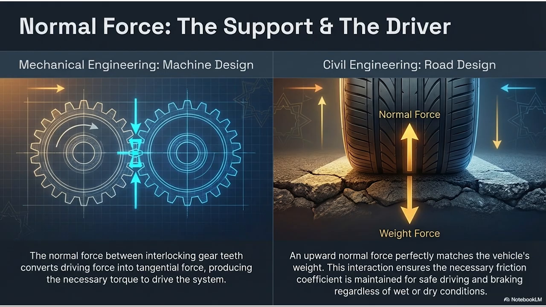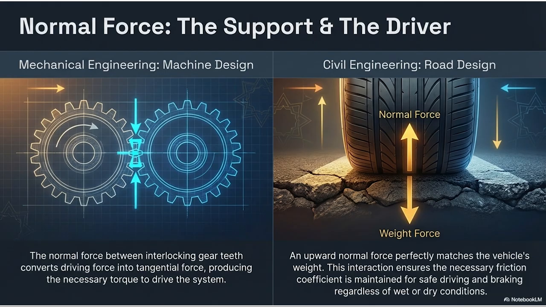That makes total sense. But the example that really blew my mind was in mechanical machine design. The normal force isn't just about floors holding things up. It's about how every machine on Earth actually moves. Oh, gears. Yes. Think about the transmission in your car. It's full of interlocking metal gears. This is where normal, meaning perpendicular, becomes the absolute star of the show.